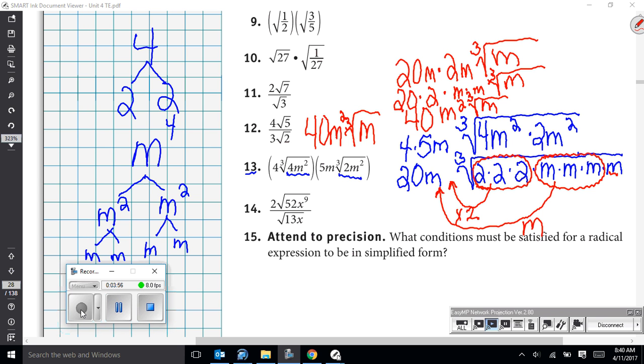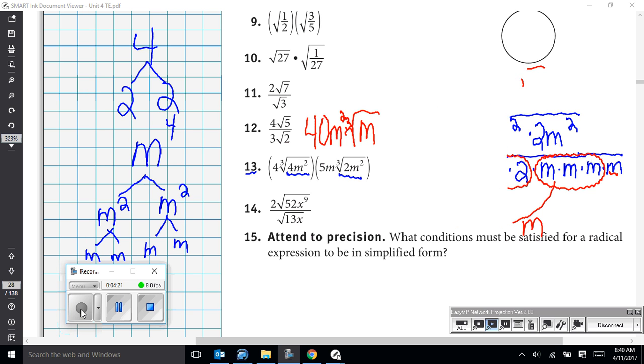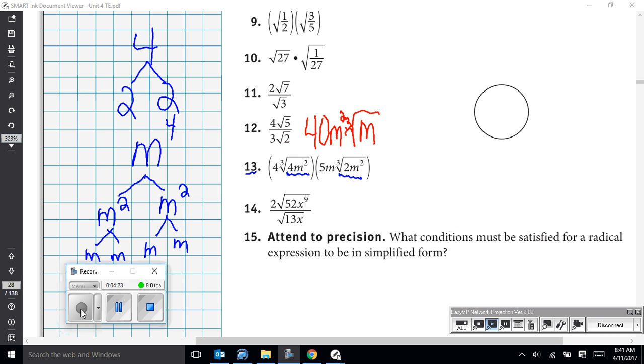All right, so now let's look at 14. So let me clear. Because our index here is 3. On a square root, what's the index? 2, but we don't write it. And no, it's good questions. Better to ask now and know than to think you know and get it wrong later.